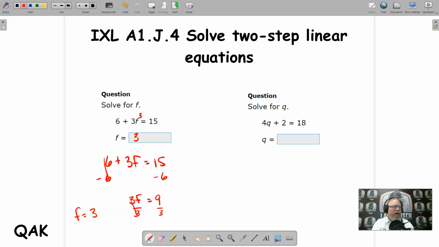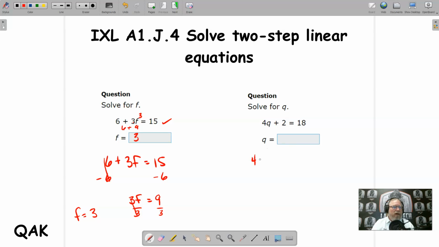Now you could always check your answer. What if you plugged a 3 in here? 3 times 3 is 9. 6 plus 9 equals 15. Indeed, that is the correct answer. So f equals 3. Especially whenever you get up into the 80s and the 90s and you're risking more possible errors in the IXL activity, be sure to check your answers. It's good to do it all the time.